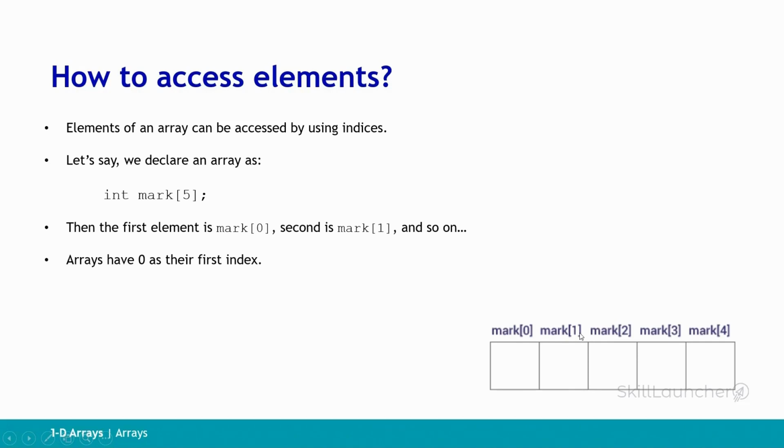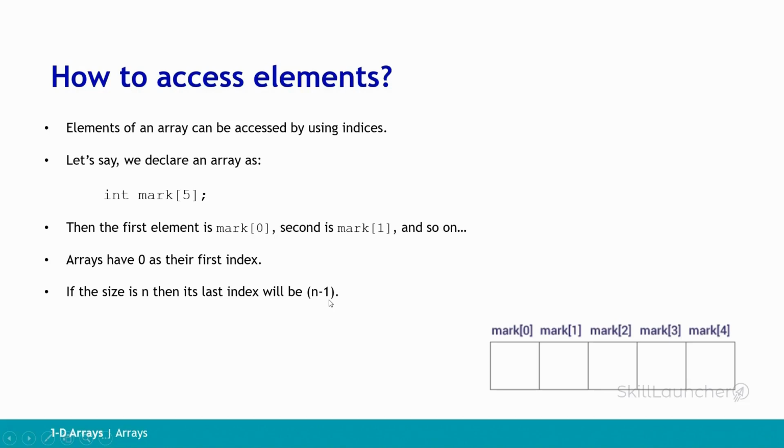It is very important to remember that the indices of the array start from 0. Many times we get confused and we access the first element as mark[1], which would actually give the second element. So remember, arrays have 0 as their first index. If the size of the array is n, its last index would be n-1. Here the size is 5. As the index starts from 0, the last index would be 4, that is 5 minus 1. So the last index will always be array size minus 1.